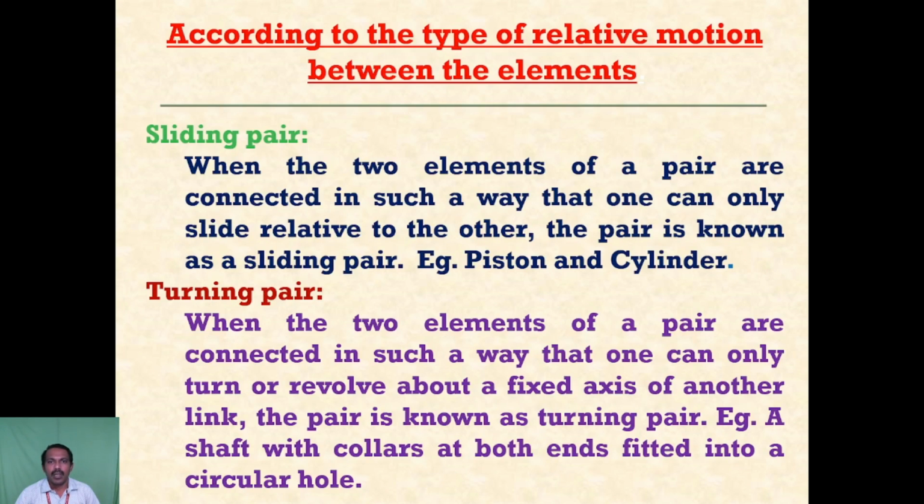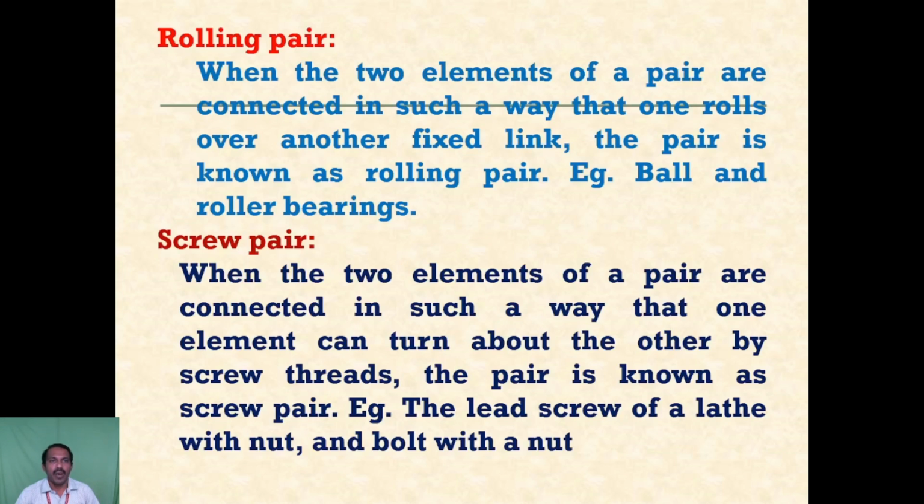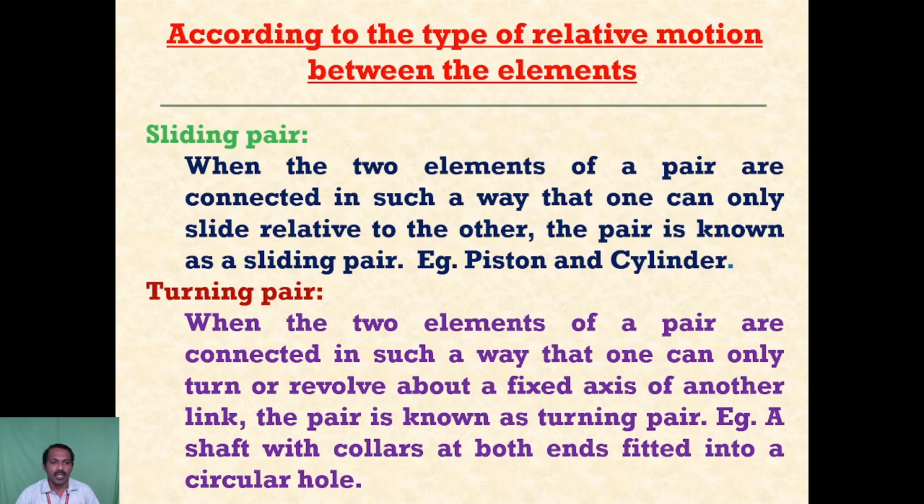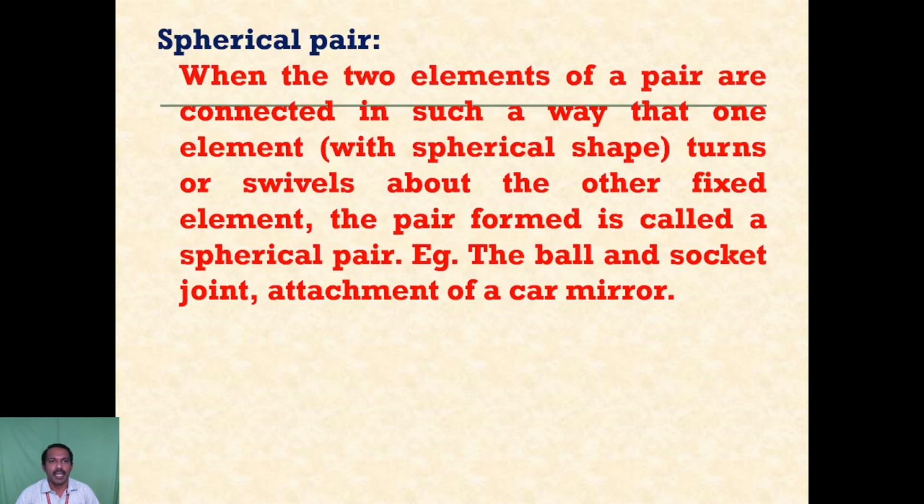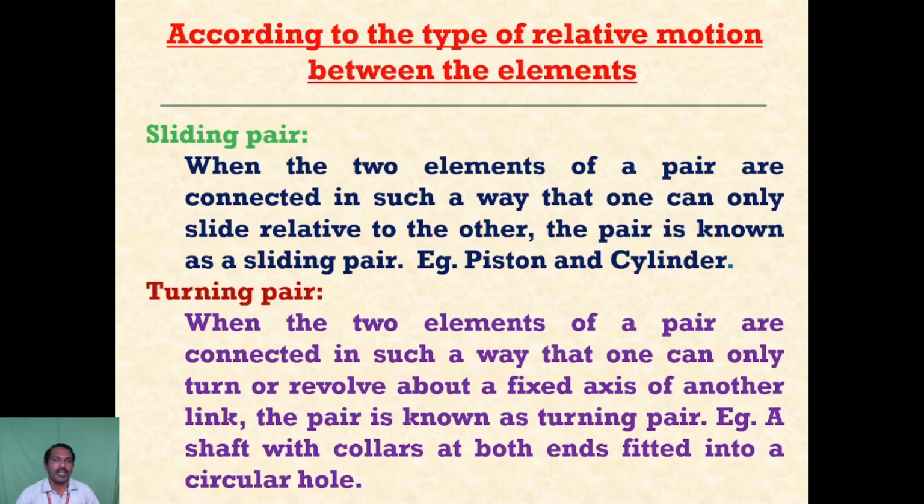Next, according to the relative motion between the elements, there are five types of pair: sliding pair, turning pair, rolling pair, screw pair, and the last one, spherical pair. First we explain the sliding pair. When the two elements of a pair are connected in such a way that one can only slide relative to the other, it is called a sliding pair.